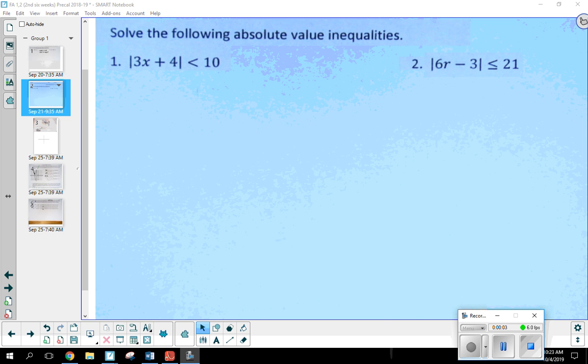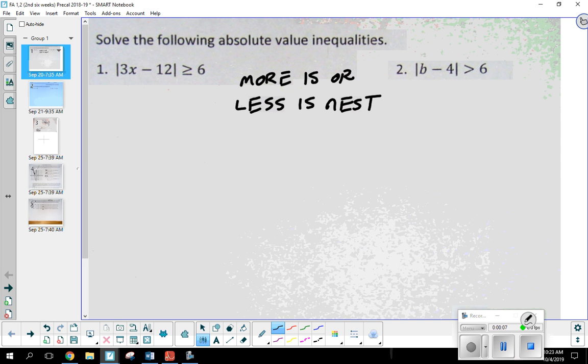Okay, so the second focus activity of our grading period. Now, the first one I gave you the other day, we started looking at absolute value inequalities, those that were strictly greater than or equal to. And I had this little phrase. It's ridiculous to say, but it does help you remember the strategy. More is or. More refers to a greater than inequality, and you'll set it up as a union, two different inequalities. Now, less is nest means less than or equal to, but the nest refers to a compound inequality.